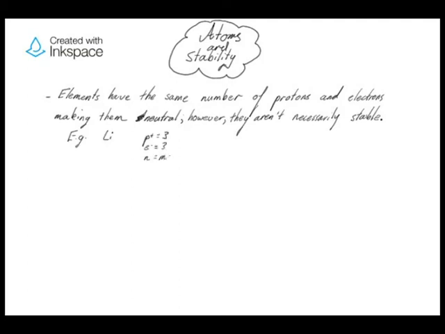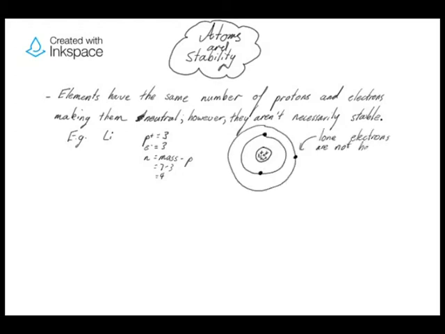So let's look at lithium here as an example. We know lithium has 3 protons due to the atomic number being 3. Therefore, we can assume it has 3 electrons. So we know the number of neutrons is the mass minus our protons. So mass is 7 minus 3, so we have 4 neutrons.